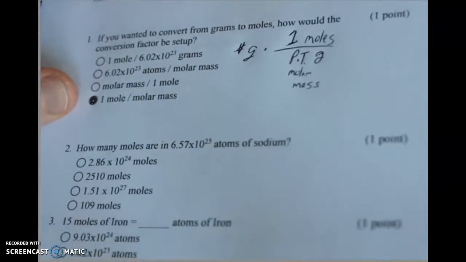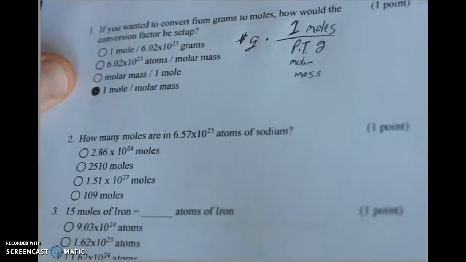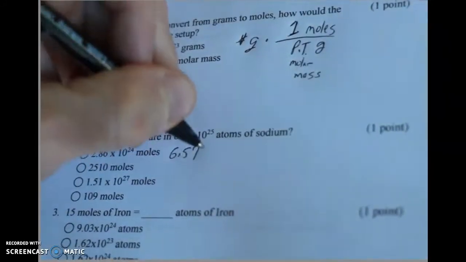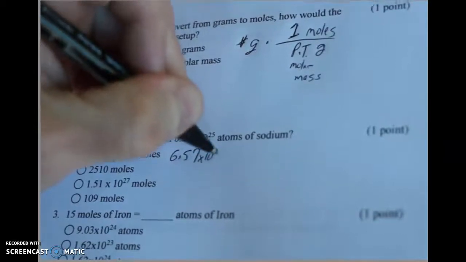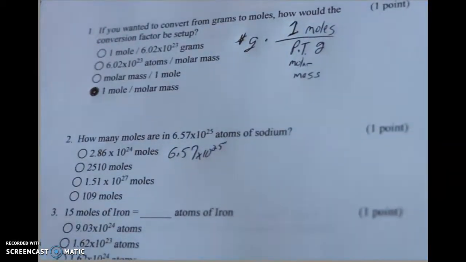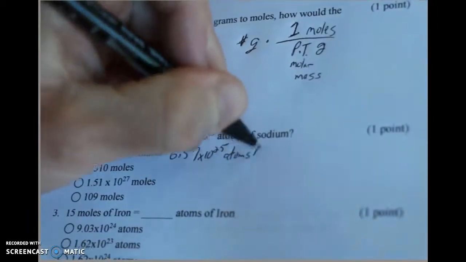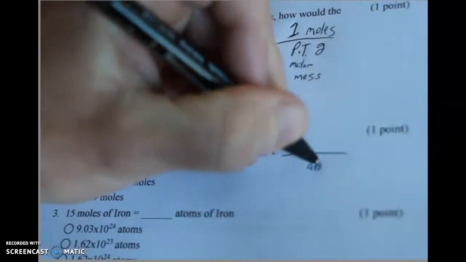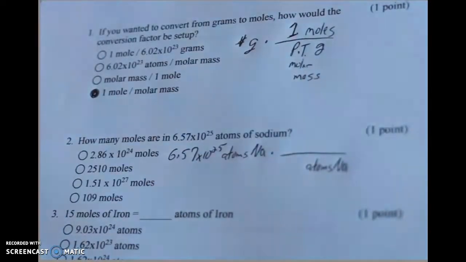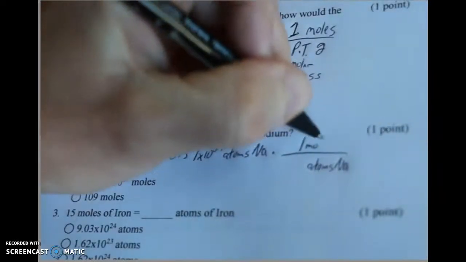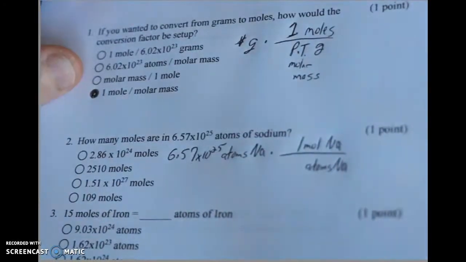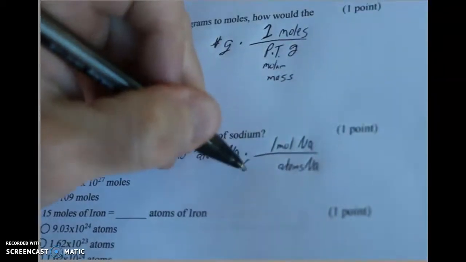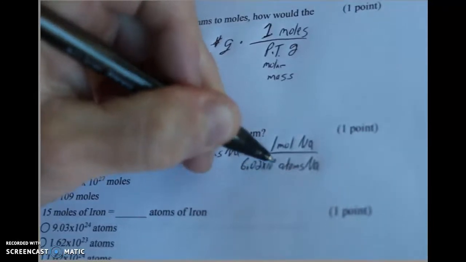Next question, if you have 6.57 times 10 to the 25th atoms of sodium, how many moles would that be? So always start off with the number that you're given and the units. 6.57 times 10 to the 25th atoms of sodium. And since you start off with atoms, atoms are going to go on the bottom. And we're going to moles, so 1 mole goes up top. Now when you're talking about atoms here in the conversion factor, atoms are really small, so you need that really big number, which is Avogadro's number to go with them, 6.02 times 10 to the 23rd.